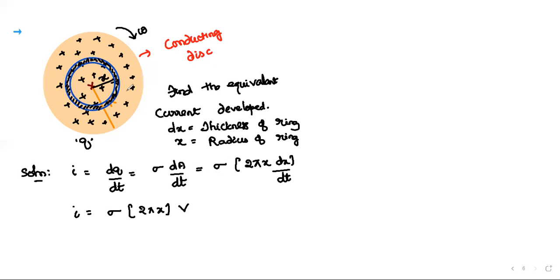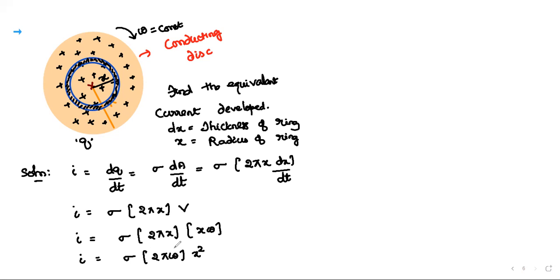Okay. But the problem is V is variable with x. Why? Because omega we are taking as constant. It is rotated with some constant angular velocity. So again what we have to write? Sigma into 2 pi x. V is equal to x omega. Any mistake here? Right, good. Then I equals sigma into 2 pi omega into x square.